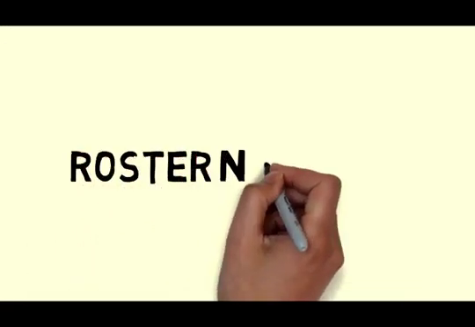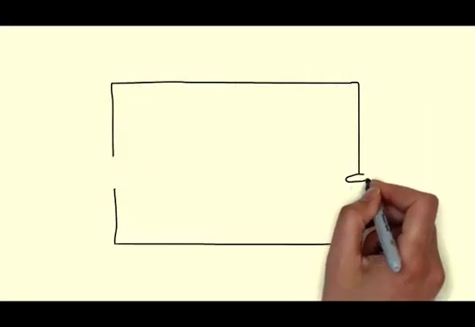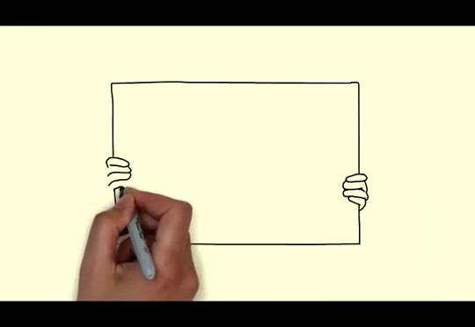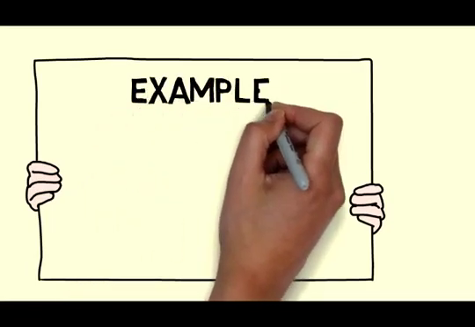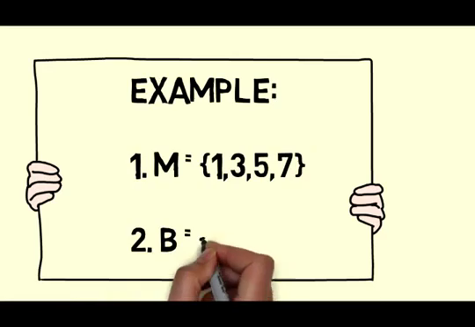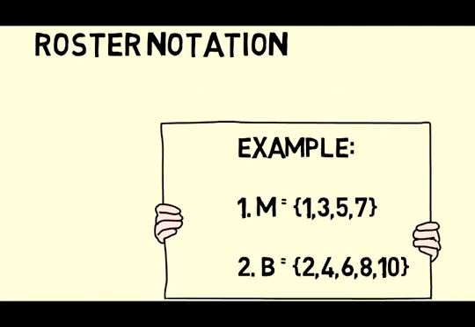Second way to represent a set is roster notation. Roster notation is where we enumerate or list all elements in a set. Look at the following example. The members of M are 1, 3, 5, and 7, and the members of set P are 2, 4, 6, 8.